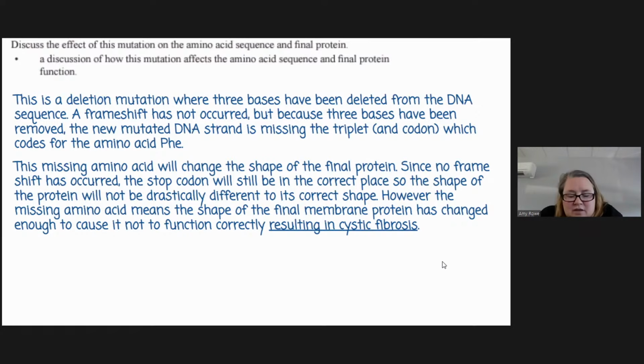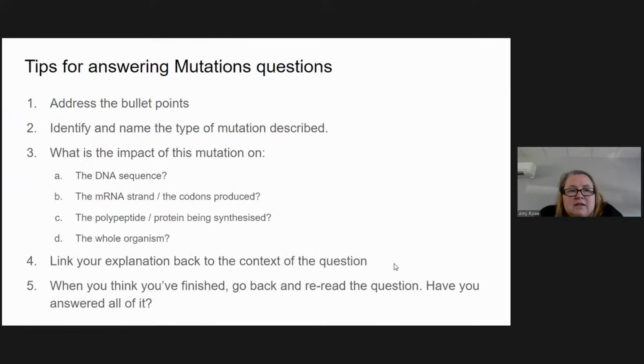So I think I've got some tips for answering the mutations questions. Firstly, address the bullet points. You will most likely need to identify and name the type of mutation described, and in most cases it will be some type of point mutation, whether that is an addition, a deletion, or a substitution. Possibly there may be a frame shift, or there may not.